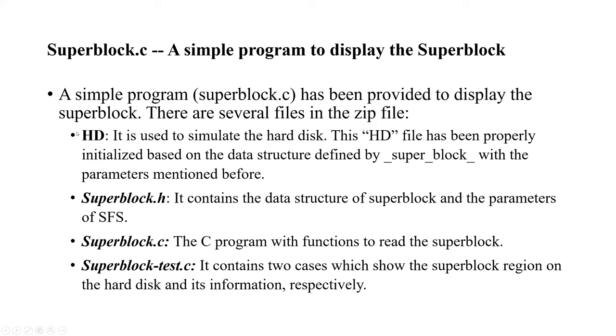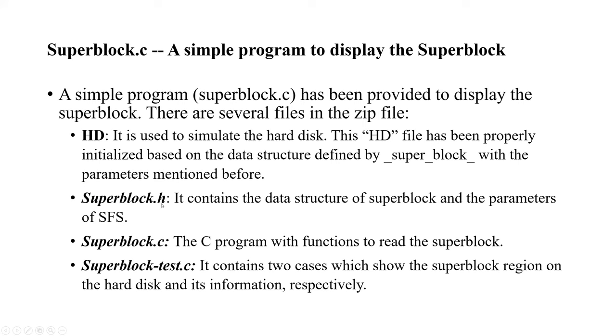Firstly, this HD. The HD means the hard disk. You cannot directly open it. It's a binary file, so it is used to simulate the hard disk. And for this HD, we have properly initialized a file system and loaded some data into it. So you don't need to worry about this file. You just use these C programs to read from this simulation file. Okay, so this is the hard disk simulation file. And then these three programs are used to read from this simulation file.